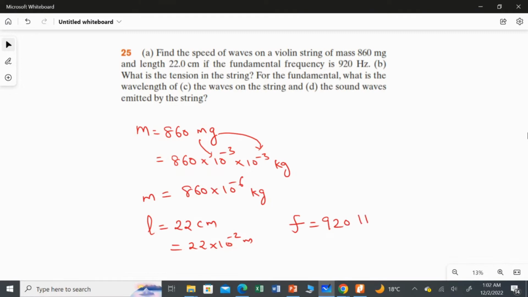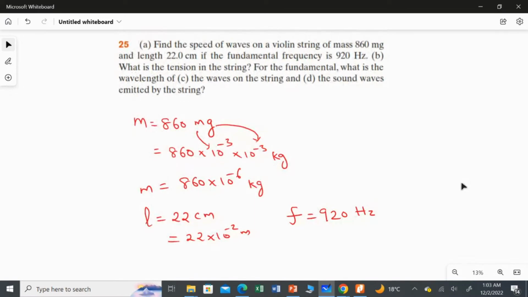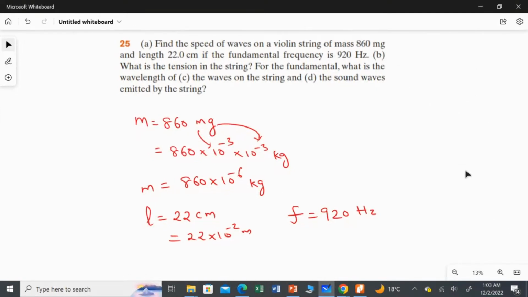What is the meaning of fundamental frequency? It has only one loop. N is equal to 1 is nothing but the fundamental frequency. So by using this, we are going to find what should be the speed of the wave on the string. So we know the rule, the speed of the wave V is equal to frequency multiplied by lambda.